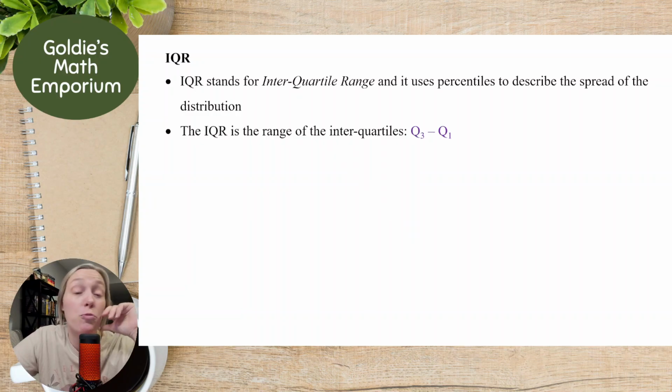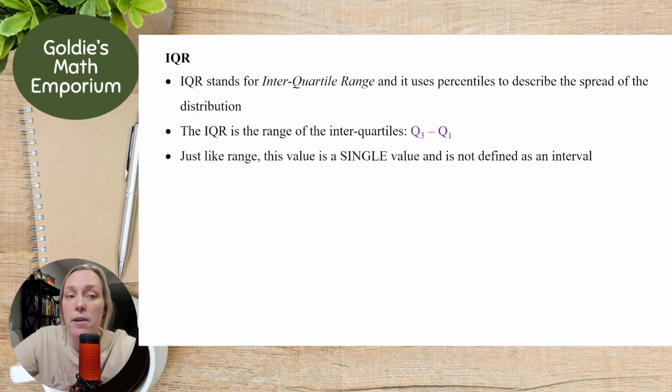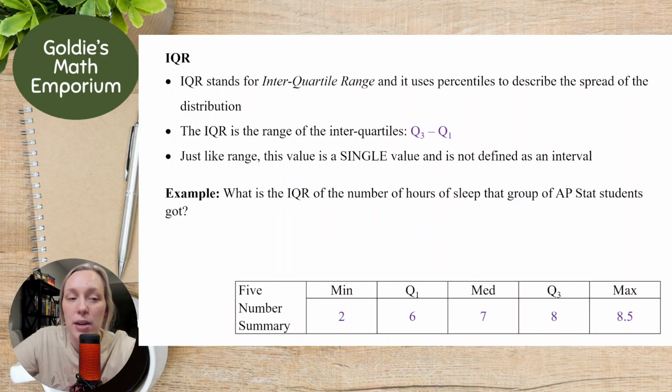The IQR is the range of the interquartiles, meaning Q3 minus Q1. And the IQR, just like the range, is a number. So we take Q3 minus Q1, and that number is called our IQR. Single value, not an interval.